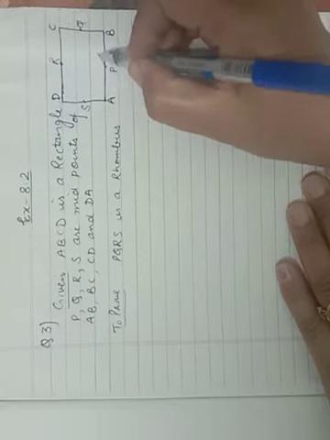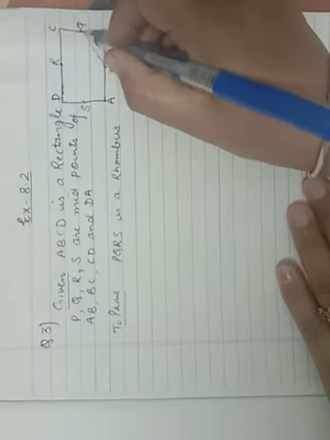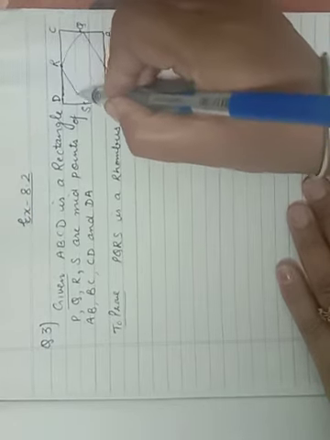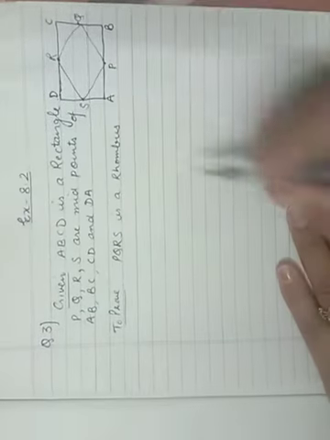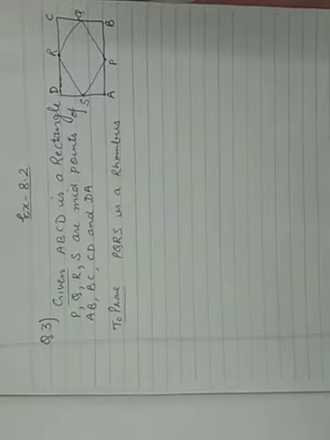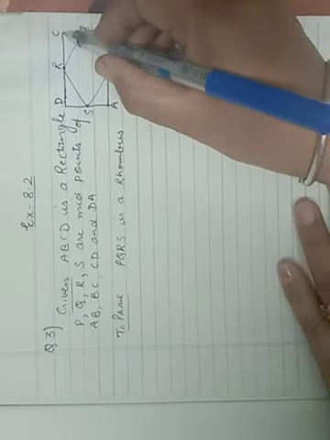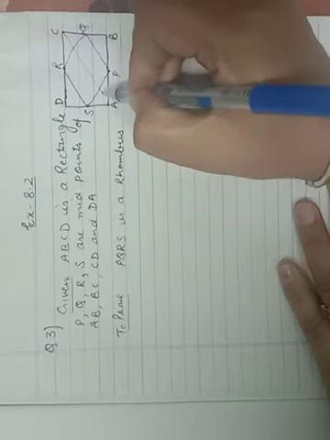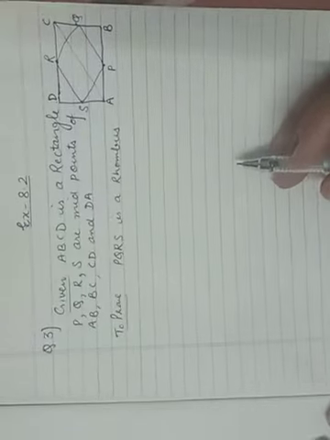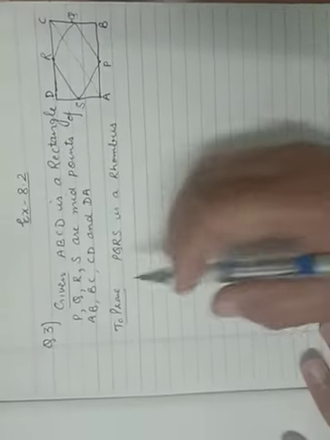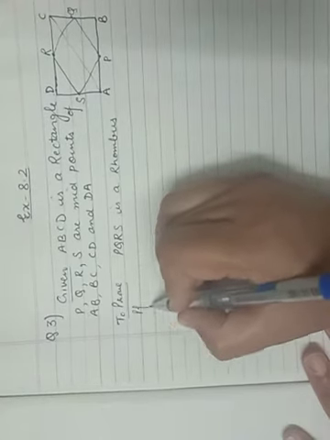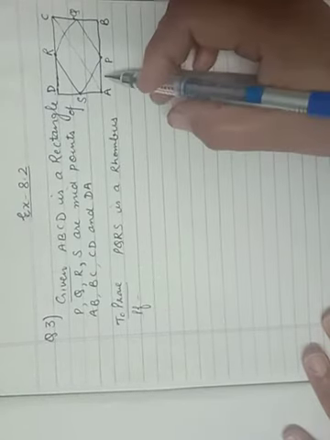Let us join PQRS. We have to prove that this is a rhombus. Let us join A to C. Now, we will apply the midpoint theorem in this question. So let us start the proof of this question.